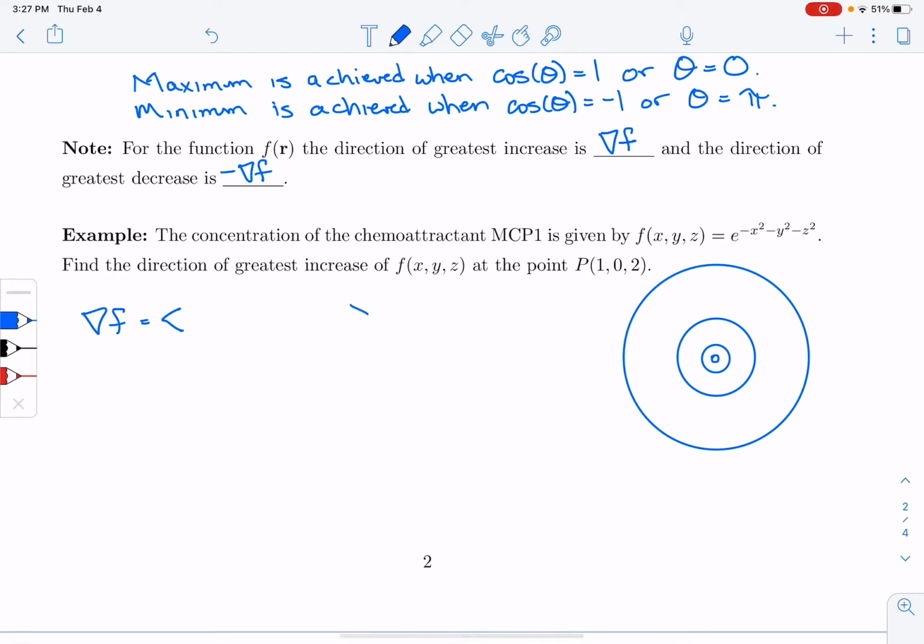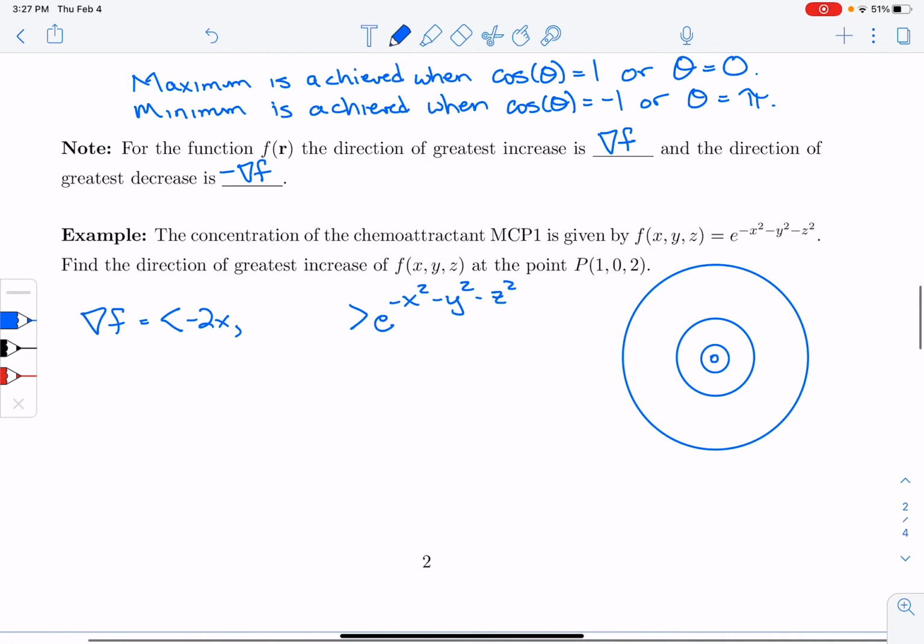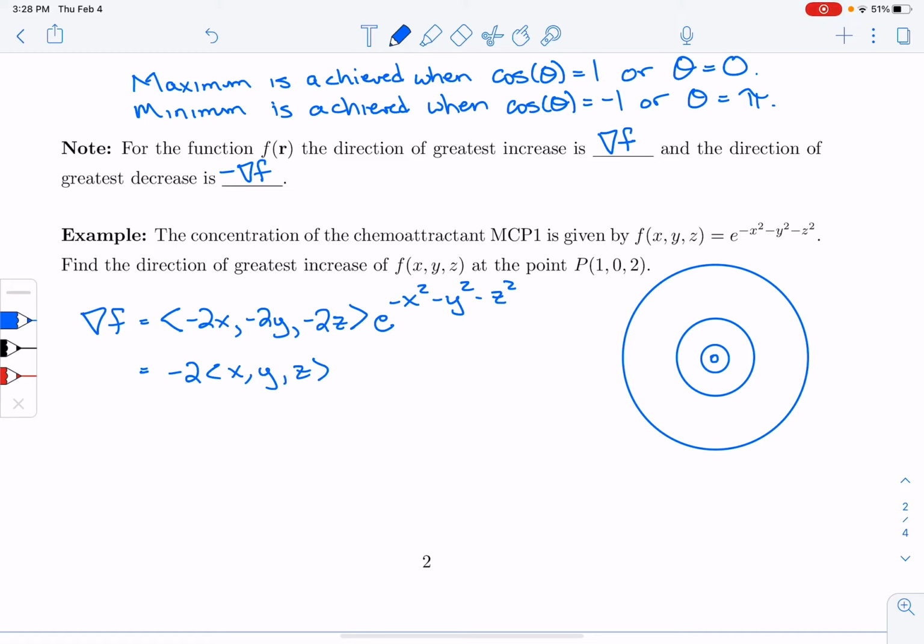So I'm going to put this on the outside of the vector. It's itself times the derivative of minus x squared minus y squared minus z squared. That's minus 2x. The y derivative of that exponential is itself times the derivative of the inside, which is minus 2y. And then the z derivative is also itself times the derivative of the inside, which is minus 2z. So we might write this, if we like, as minus 2 times the vector x, y, z times the exponential e to the minus x squared minus y squared minus z squared.